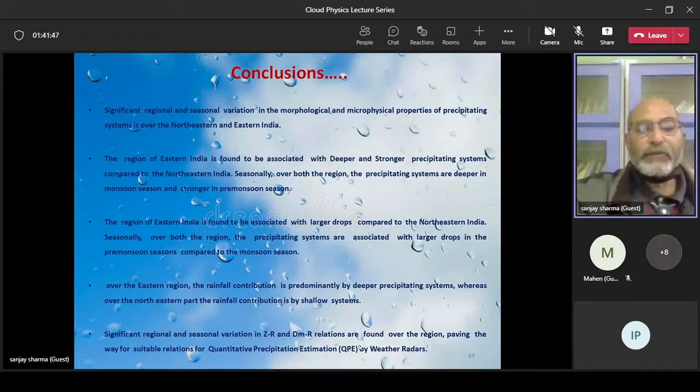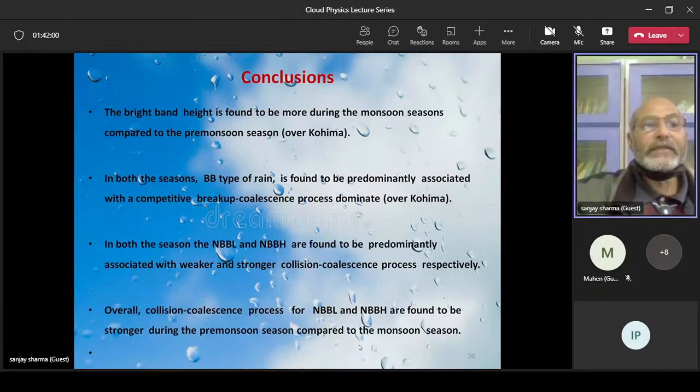Significant regional and seasonal variation in ZR and DMR relations are found over the region, paving the way for suitable relations for quantitative precipitation estimation by weather radars. And in this section, the bright band height is found to be more during the monsoon season compared to the pre-monsoon season over Kohima.